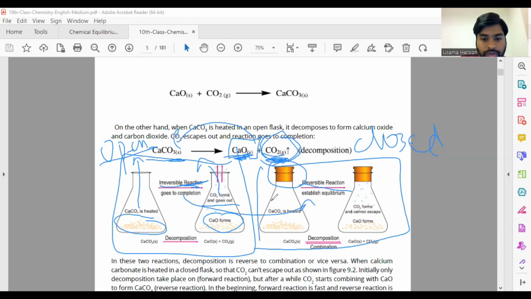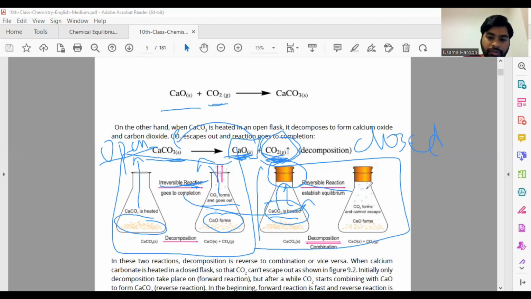So now in this case, whenever we heat up calcium carbonate, both of the substances, calcium oxide and carbon dioxide, will be formed. But now there is no passage for the carbon dioxide to escape. So carbon dioxide molecules will move towards the top, and they will collide with the lid of the conical flask, and after condensing, they'll go down.